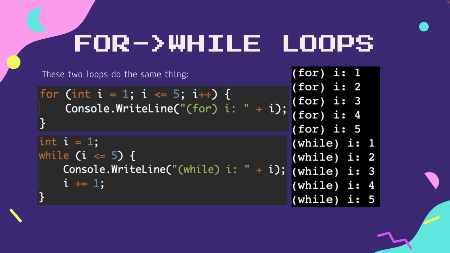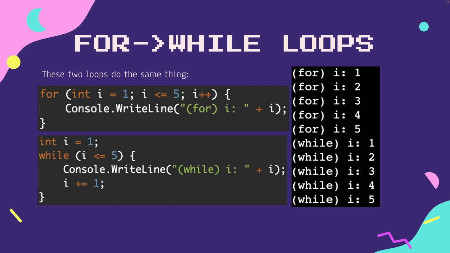This is an example, just real quick, to show that a for loop is a fancy while loop. Because right here in our for loop, we have the setup expression int i is 1, whereas in our while loop, it's just a declaration outside of the while loop. The condition is the same. We're checking if i is less than or equal to 5.